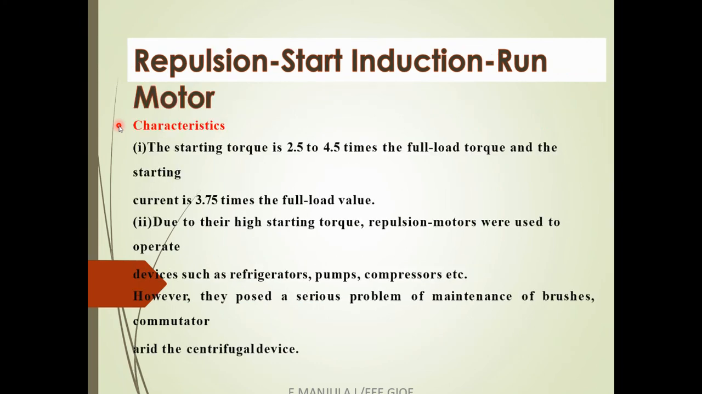So what might be the characteristics of a repulsion start and induction run motor? The starting torque is 2.5 to 4.5 times the full load torque, and the starting current is 3.75 times the full load value. Due to their high starting torque, repulsion motors were used to operate devices such as refrigerators, pumps, compressors, etc. However, they posed serious problems of maintenance of brushes and commutators.